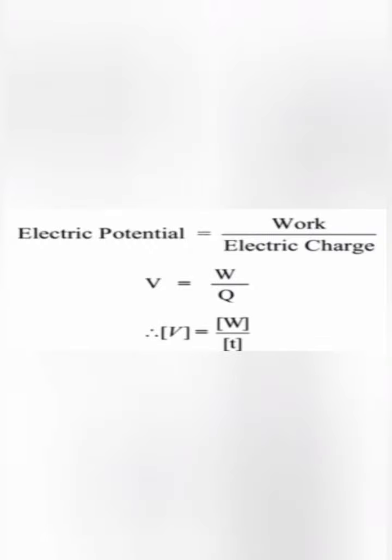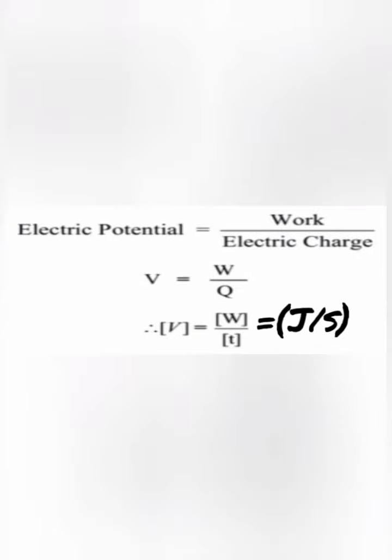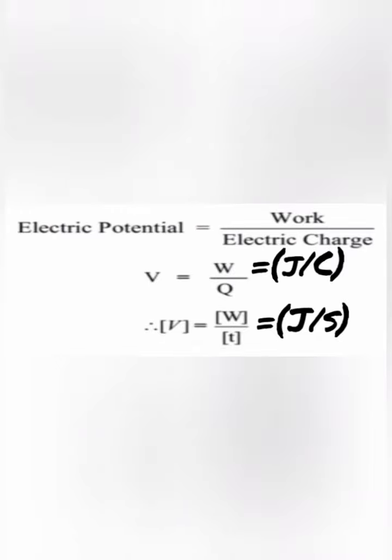The work done is measured in joules, and charge is measured in coulomb. The unit of work done is joule and the unit of charge is coulomb. Therefore the unit of electrical potential is joules by coulomb, and the electrical potential unit is denoted by V.